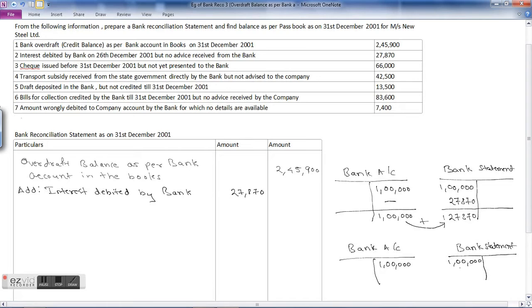So the check has been issued. On the credit side of our bank account the amount will come as 66,000. The entry will be party's account debit to bank account, correct? Since the check has been issued and has not been presented, there is no entry in the bank statement. So what is the impact of this? The amount in our bank account has become 1,66,000, whereas in the bank statement it is 1 lakh. So we have to reduce 66,000 in our bank reconciliation statement.